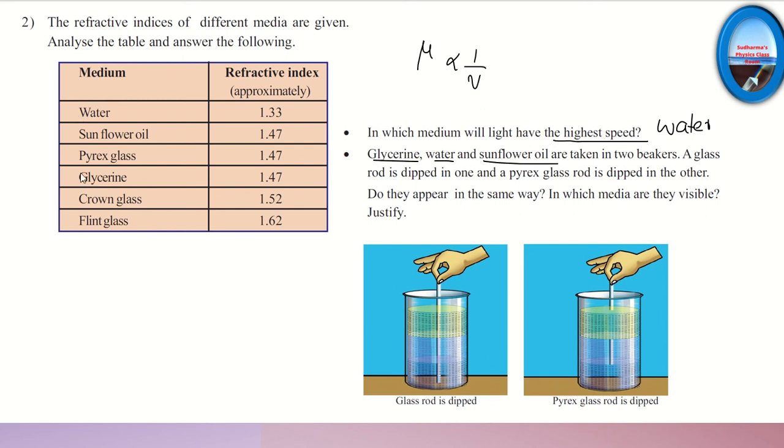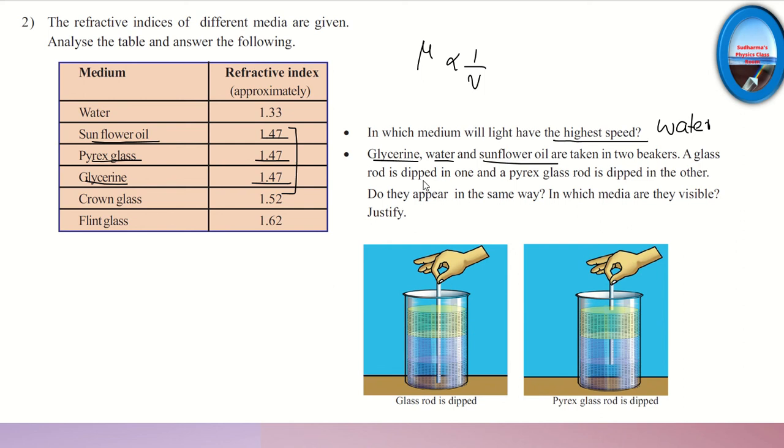So we have to check the refractive index. So glycerin has 1.47. Water has 1.33. Sunflower oil has 1.47. And Pyrex glass has 1.47. So these three materials are having the same refractive index. So when light passes from one medium to another which is having the same refractive index, we will not be able to see the bending of light. Okay, refraction will not be there because it's having the same refractive index.